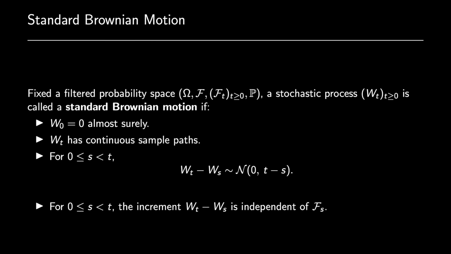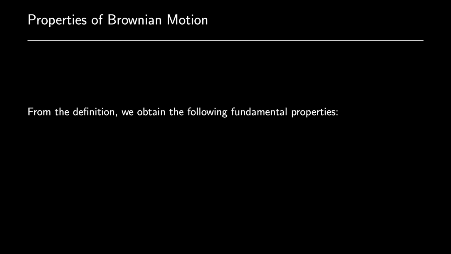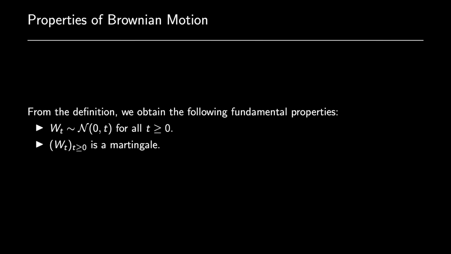And fourth, for any such times s and t, the increment W(t) minus W(s) is independent of the sigma algebra F_s, meaning that future increments are independent of the past. Let us now look at the fundamental properties of Brownian motion that follow directly from the definition. First, for every time t greater than or equal to 0, W(t) is normally distributed with mean 0 and variance t. Second property, the process W(t) is a martingale with respect to its natural filtration.